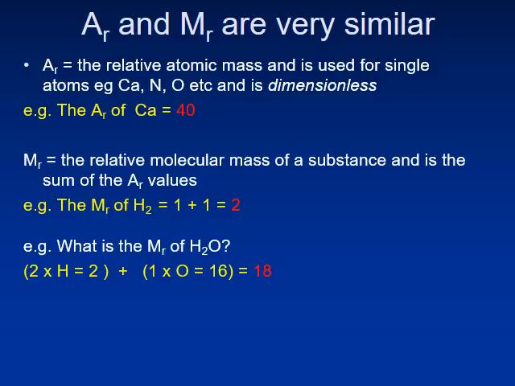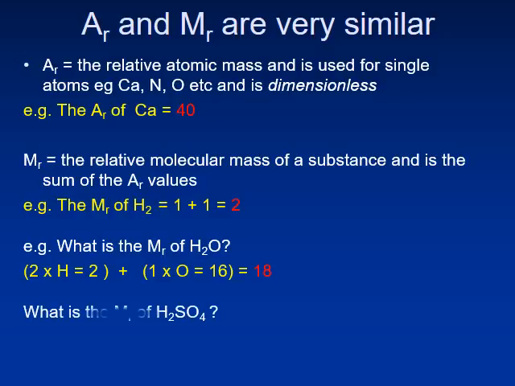Now how did I get that? Well, H2O is the formula, so there's going to be 2 hydrogens and 1 oxygen. So you multiply the relative atomic mass of hydrogen, which is 1, by 2, to give 2, and you multiply the relative atomic mass of oxygen by 1, because you only have 1 atom of oxygen in water, which is 16, and the sum is going to be 16 plus 2, or 18.